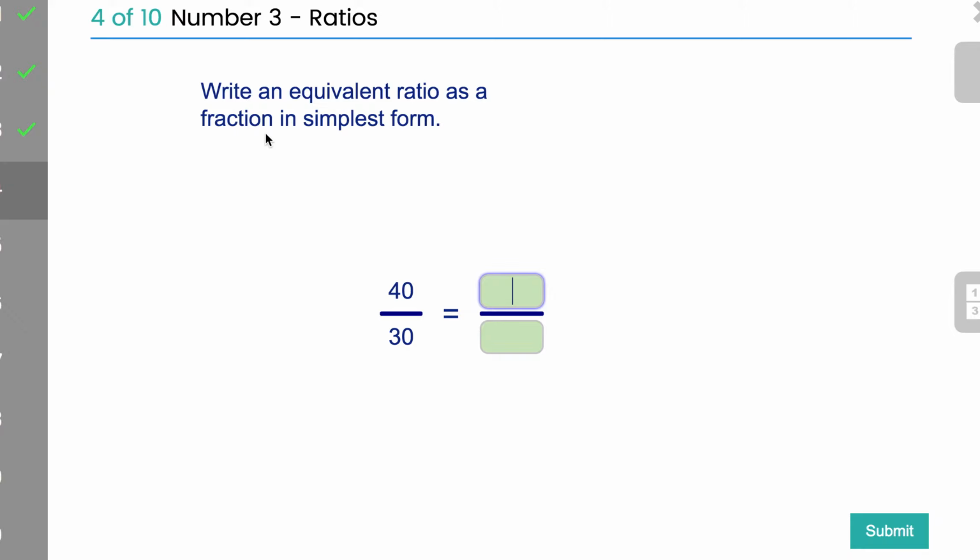Okay, and that's all these are. It's just take the fraction, take the ratio, and simplify it. This one can be divided by 10, so it can go to being 4 over 3.